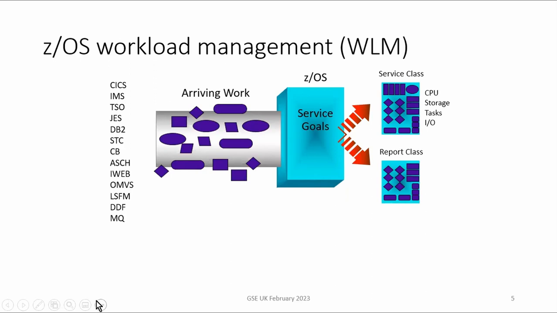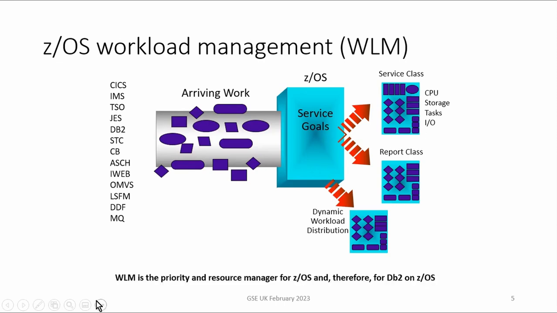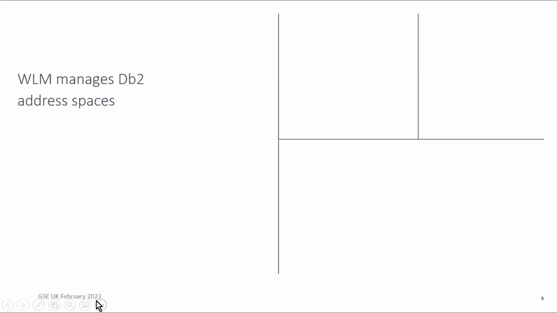As part of the service goals, you can also define a report class. All a report class does is tell you what was happening. We'll talk a little bit more about how service classes are different than report classes and why report classes are important. And we also have dynamic workload distribution, which I'm not going to talk about in the DB2 space. Now, because WLM is the priority and resource manager for work in z/OS, it's therefore the manager for work that's coming to DB2, and that's why I care about it.